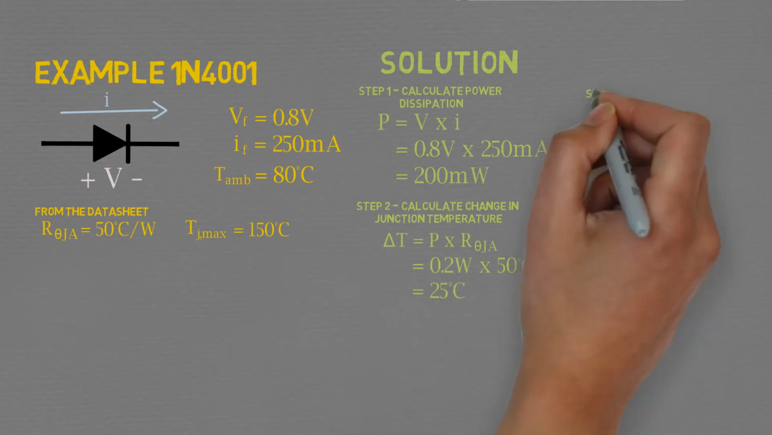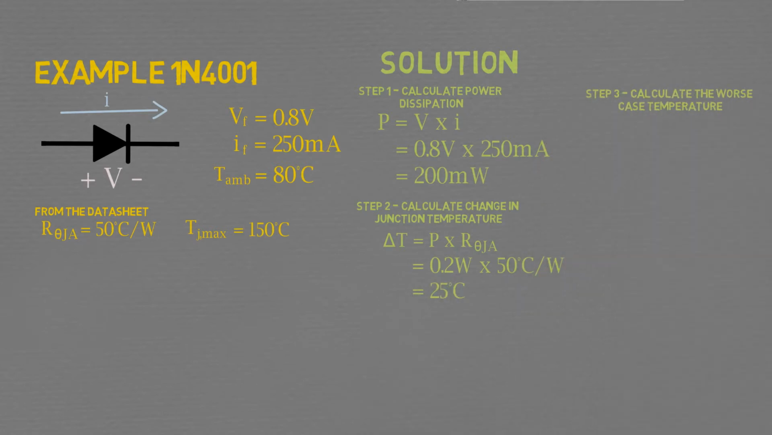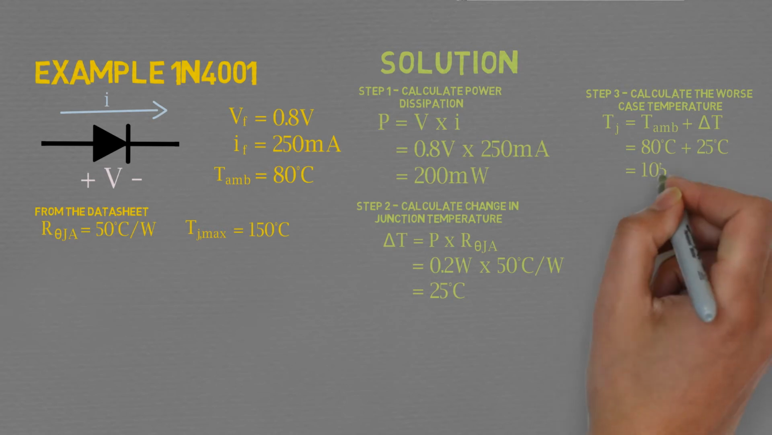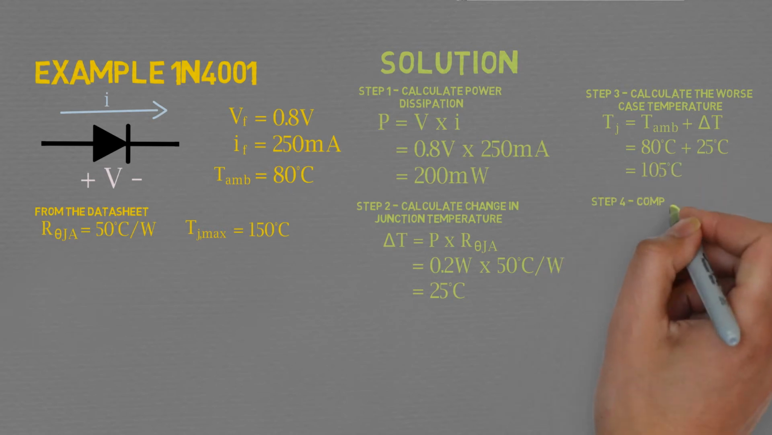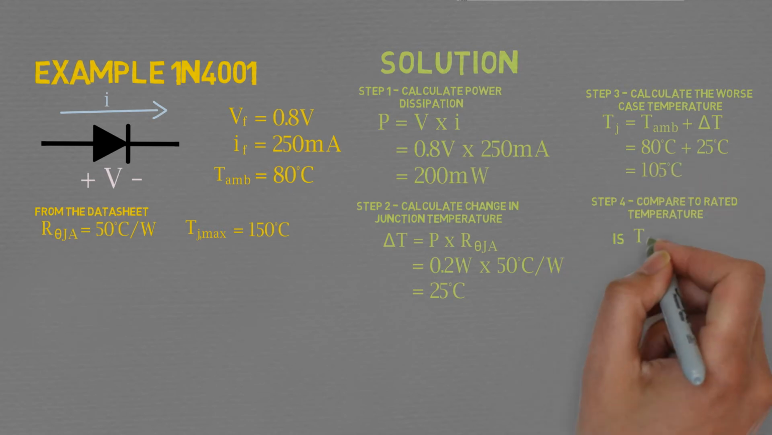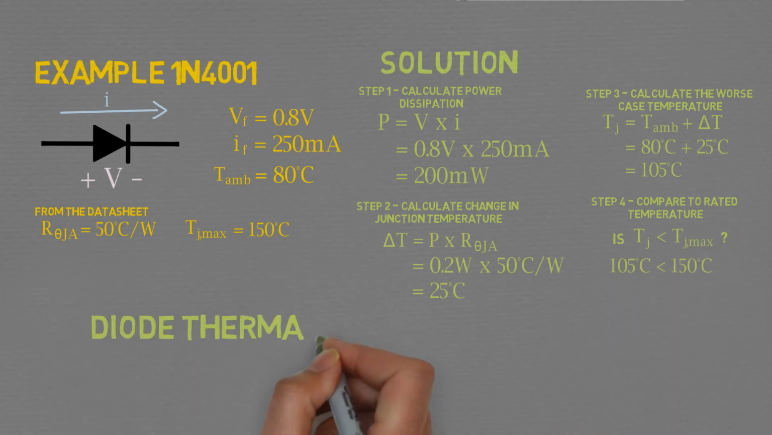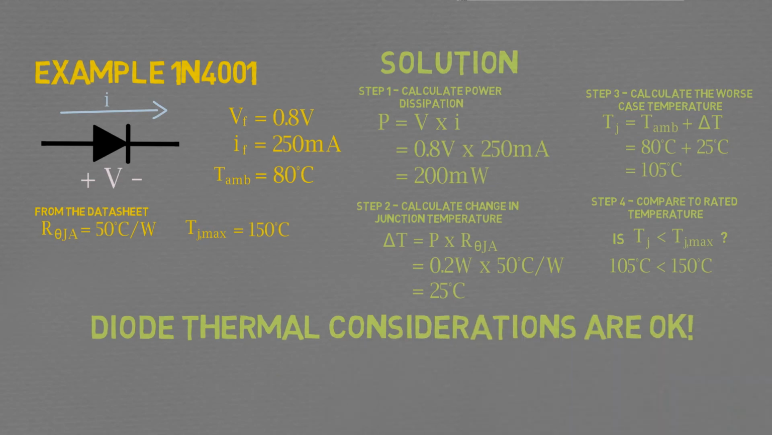Step 3, calculate the worst case diode junction temperature. This is equal to the ambient temperature plus the change in junction temperature from step 2, so 80 degrees plus 25 degrees Celsius, which is 105 degrees Celsius. Finally, step 4, compare the worst case temperature to the rated junction temperature. 105 degrees Celsius is less than 150 degrees Celsius, so yes, in this case, the diode thermal considerations are okay.